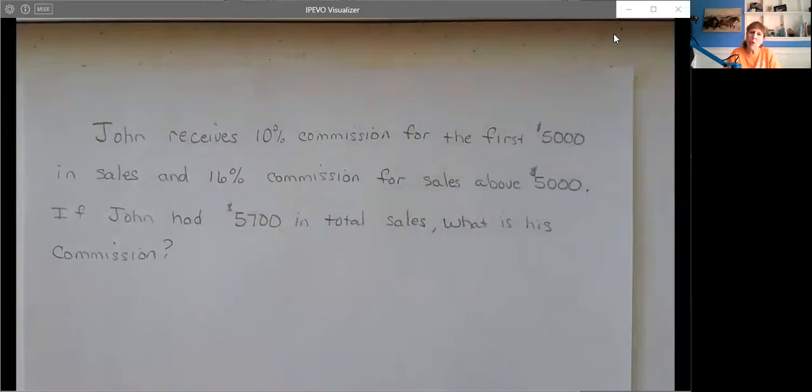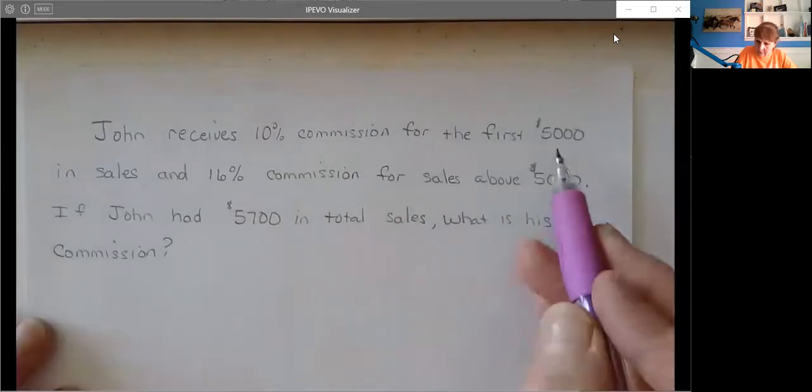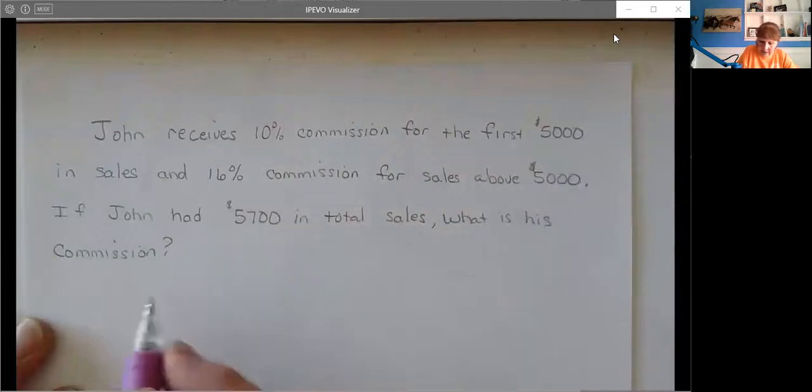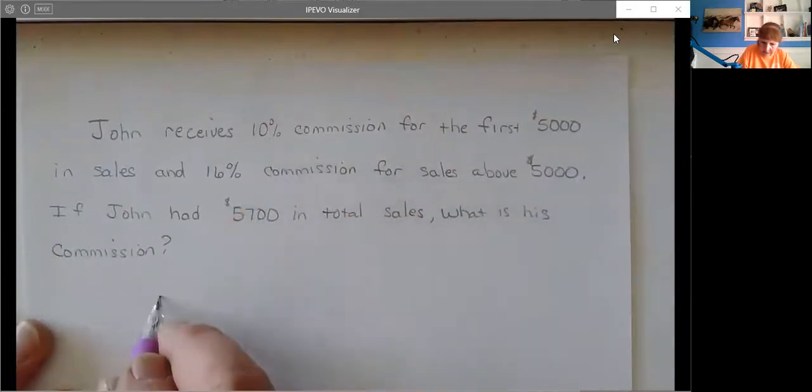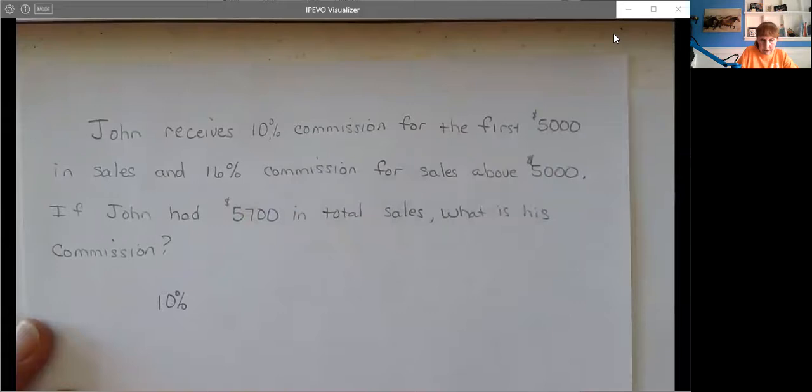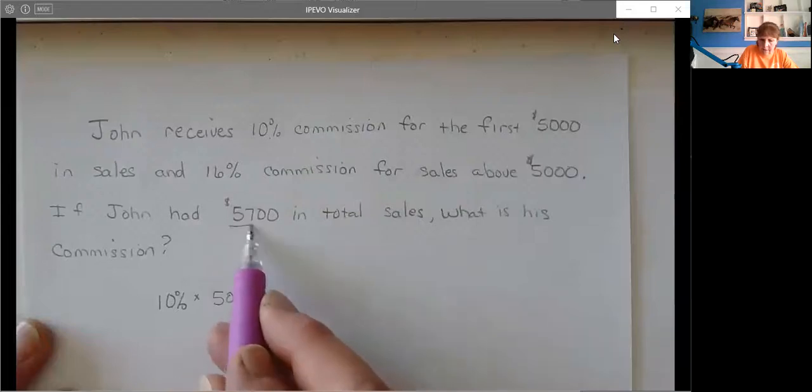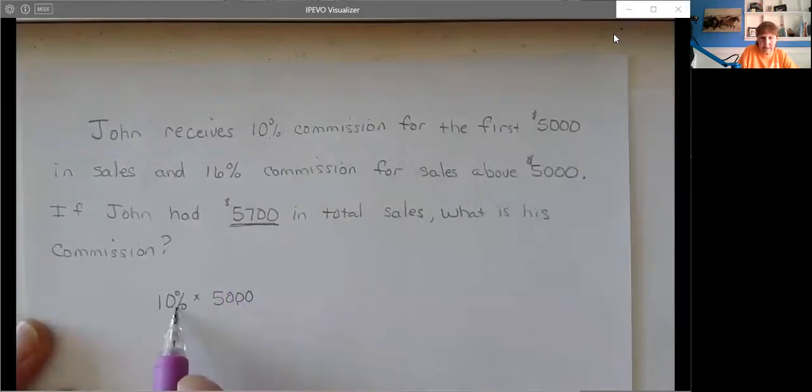This is just like an overtime. If you have overtime, it's the same thing. For the first 40 hours, you make a certain amount, and then over the 40 hours, you make a certain amount, and then you add the two together. So we're going to find this commission in parts. So he did go over, so the first 5,000, so out of this, he has 10%. So to find the commission, you take the rate times the sales. So of this, the first 5,000 is at 10%.